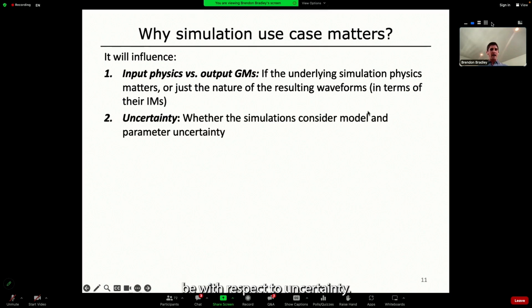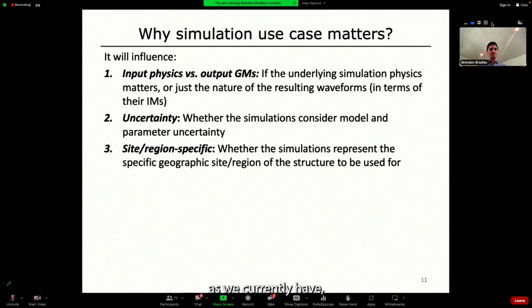The next one would be with respect to uncertainty, so whether the simulations consider model or parameter uncertainty explicitly. Most simulations will have some baseline level of uncertainty. For example, rupture generators typically have some stochastic component in the slip distribution, so there's always going to be a little bit of variability if you generate nominally similar ruptures because of that stochastic process. So what I'm really talking about here is a more broad effort to comprehensively treat uncertainty by making all parameters have probabilistic distributions rather than many parameters in these simulation methods having calibrated constants as we currently have.